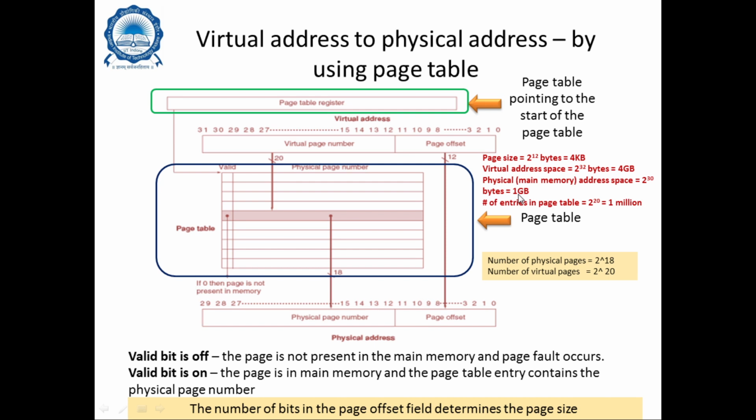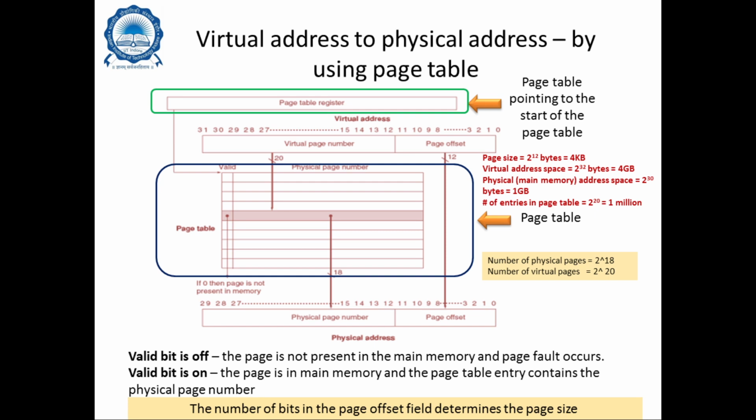So you see that the physical main memory is 1 GB, while the virtual address space is 4 GB, 4 times that. And the number of entries in the page table is 2 to the power 20, which is 1 million. This is 2 to the power 32 divided by 2 to the power 12, which is 2 to the power 20. That gives you 1 million entries in the page table.